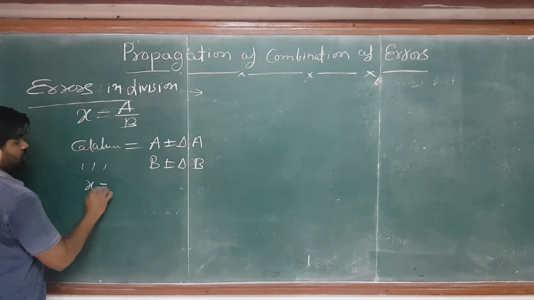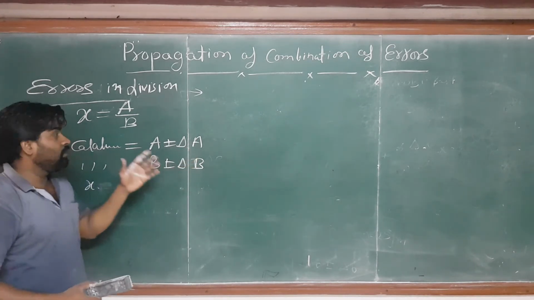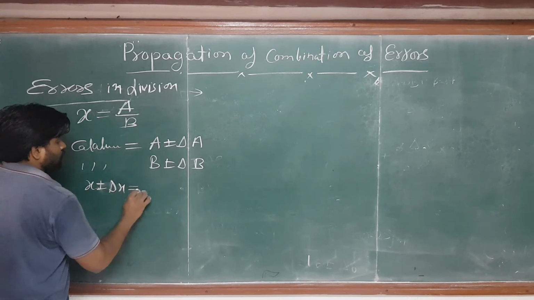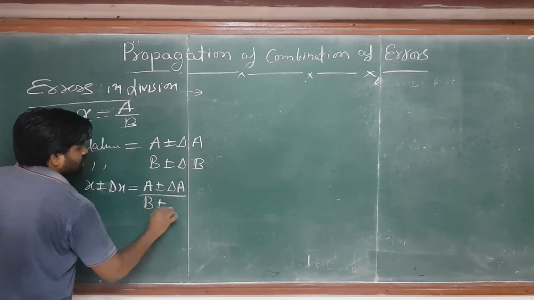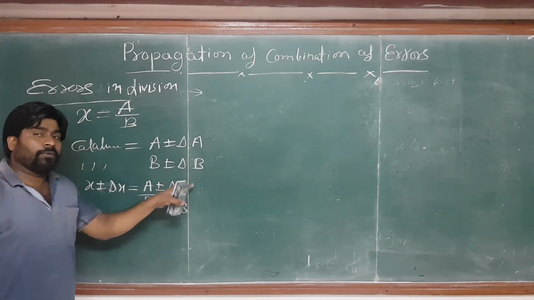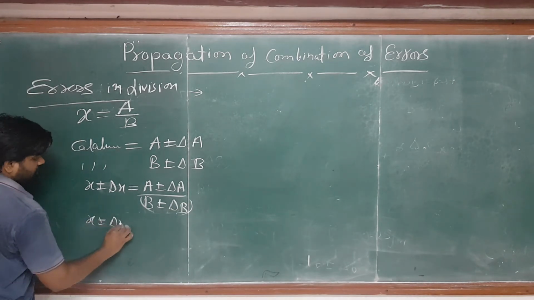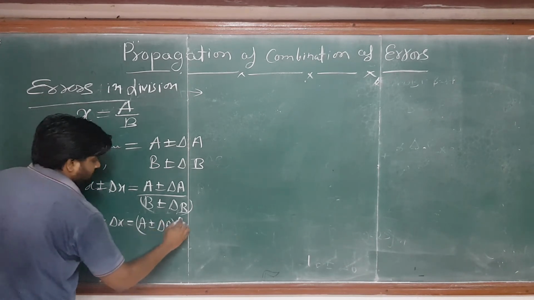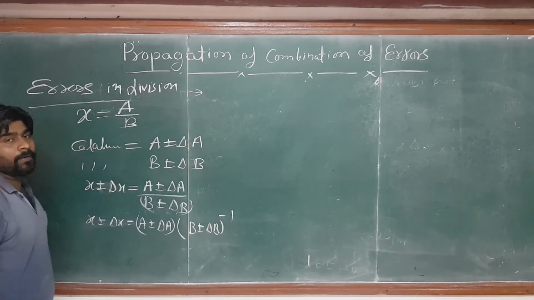So I'll write x is equal to, and definitely if I take the errors in a and b, then x has errors. Then x ± del x is equal to a ± del a divided by b ± del b. Now what I have to do, I'll just keep this up, meaning this one will go up: x ± del x equals a ± del a, and if this goes up then its power becomes negative, b ± del b to the power minus 1.